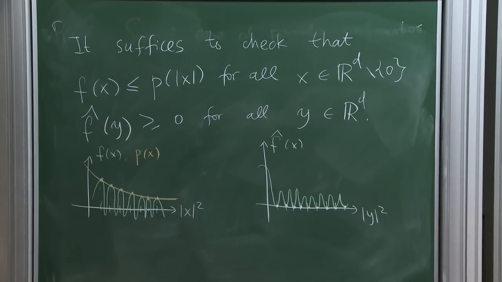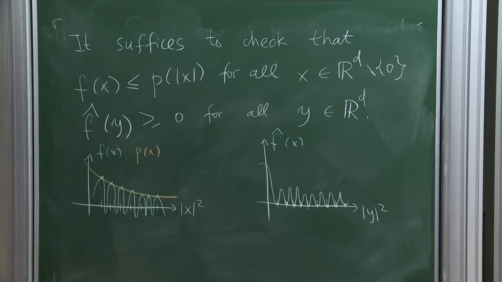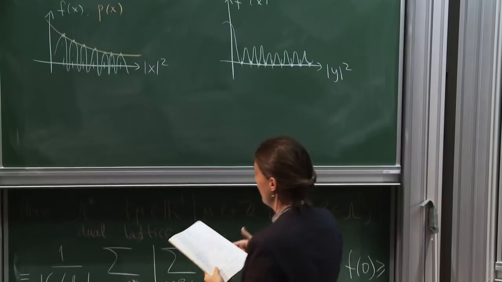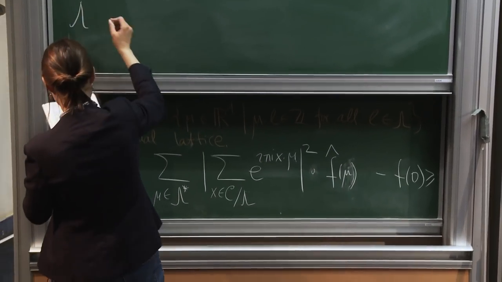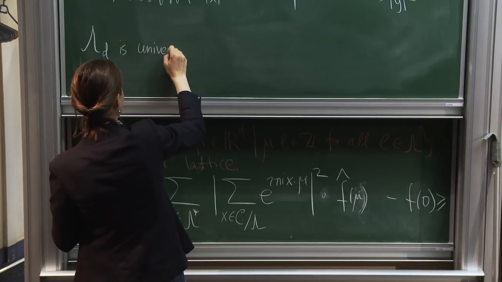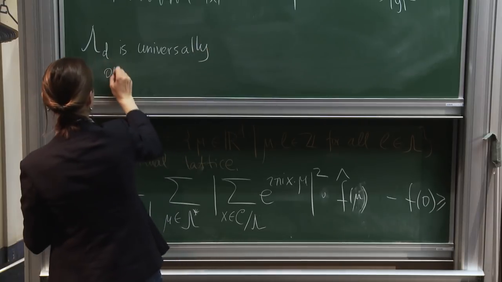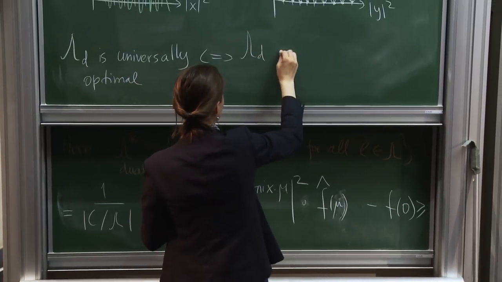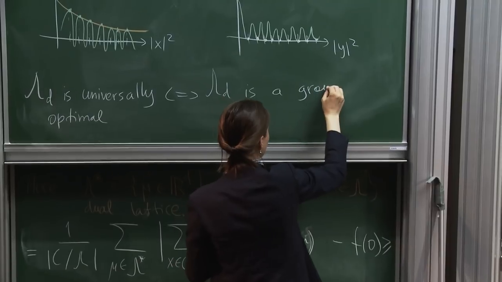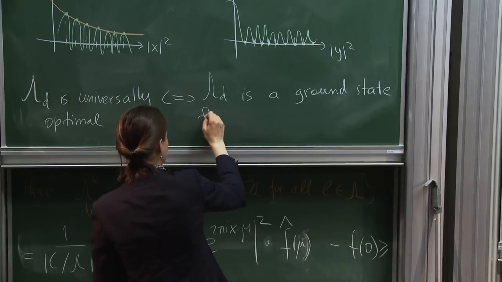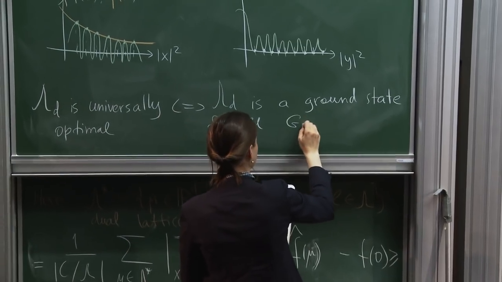The p of x is exponent of minus a constant times x squared, yes? So we will do this for the Gaussians, right? And again, as you said, we will remember that lambda d is universally optimal if and only if it is a ground state for all Gaussians.